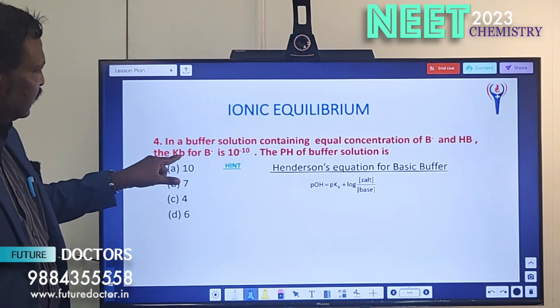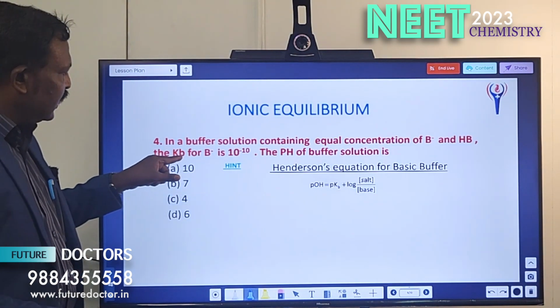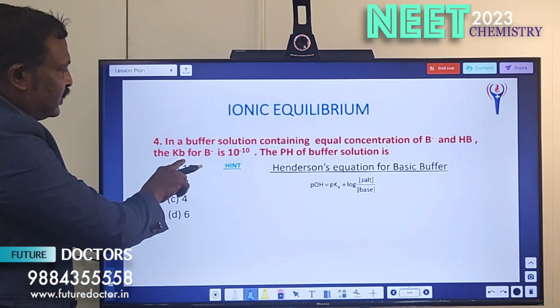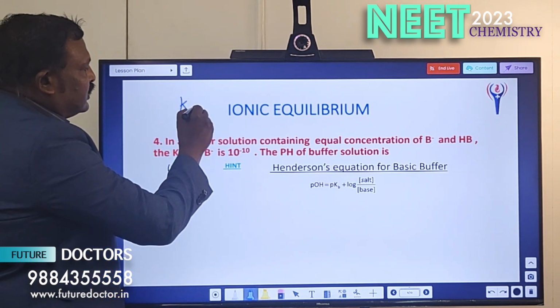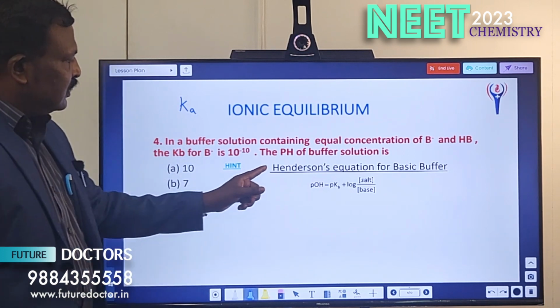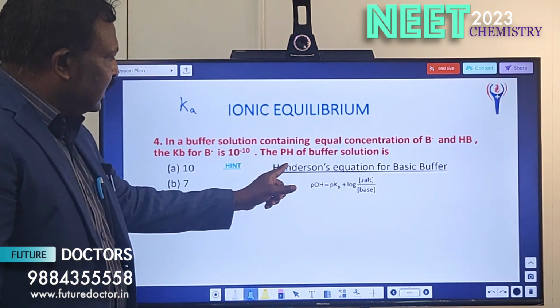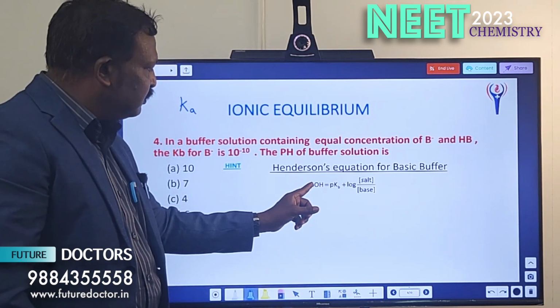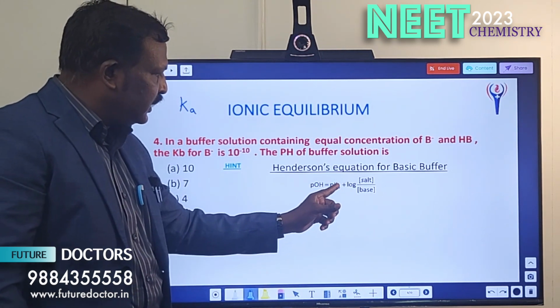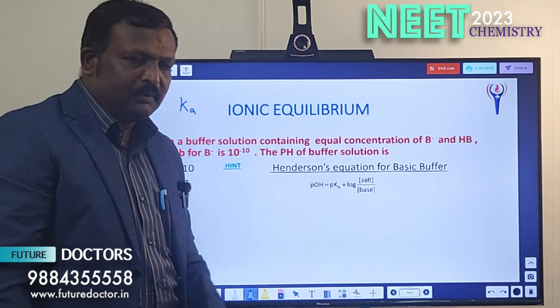Here they use Kb. From this only I am saying this is called a basic buffer. Suppose if Ka is used, then we can say it is an acidic buffer. So I put one hint for that. The Henderson equation for a basic buffer: basic means pOH, so pOH is equal to pKb plus log of salt by base. This is the formula.